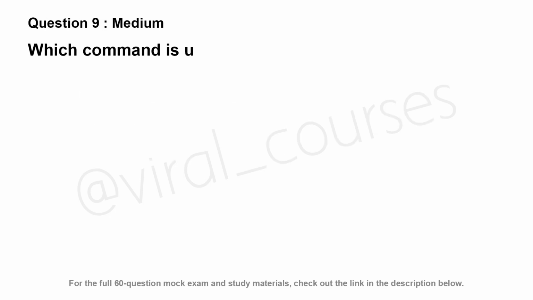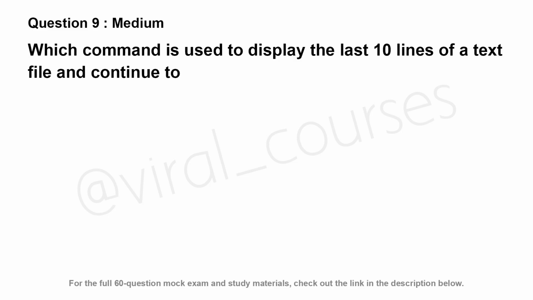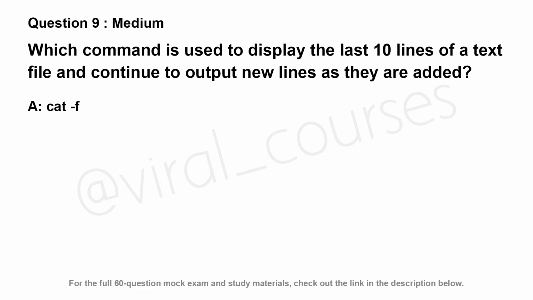Which command is used to display the last 10 lines of a text file and continue to output new lines as they are added? Option A, cat -f. Option B, less +F. Option C, tail -f. Option D, watch tail.